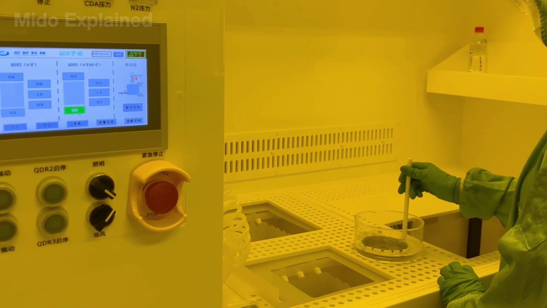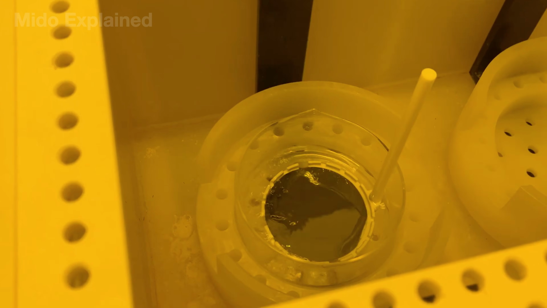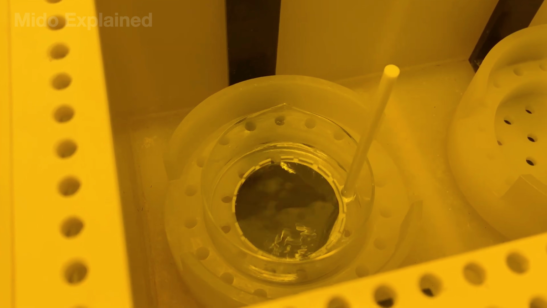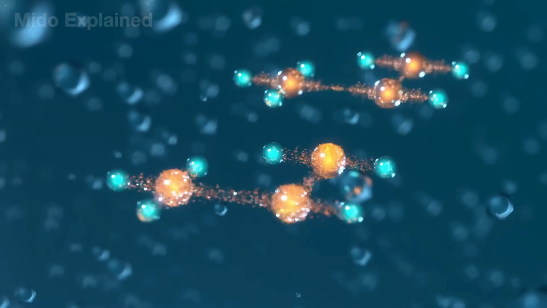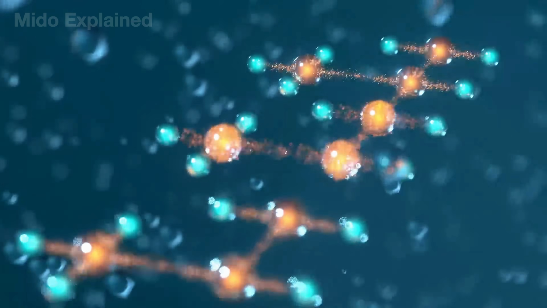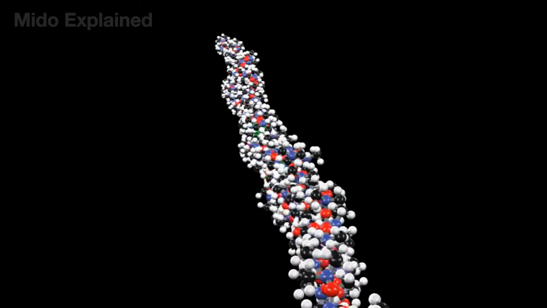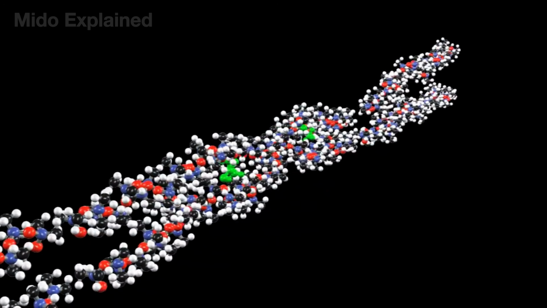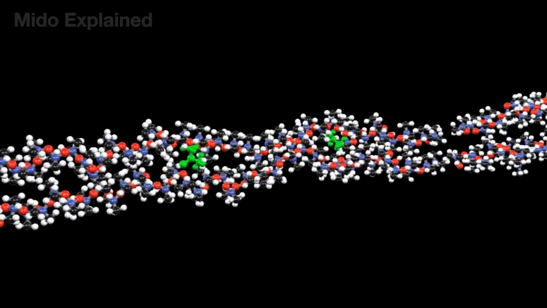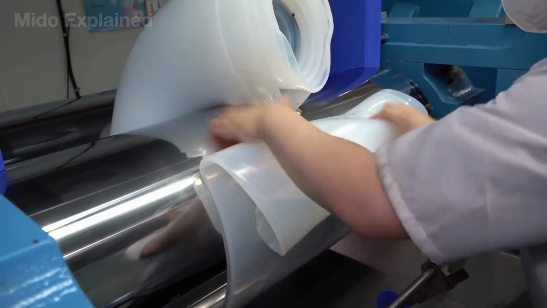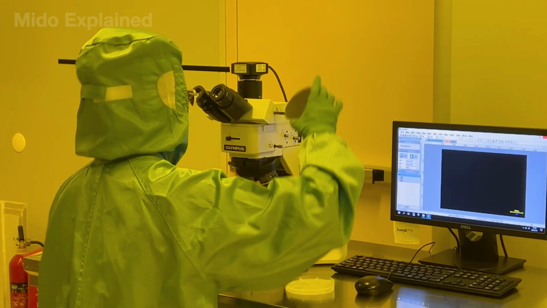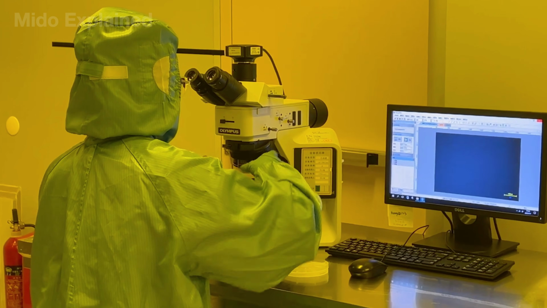During this hydrolysis reaction, the chlorine atoms are removed from the molecule, forming hydrochloric acid as a byproduct. The remaining molecular units then begin linking together to form long chains called polydimethylsiloxane, or PDMS. PDMS is the base material used in most silicone products. However, PDMS is still not a finished product.